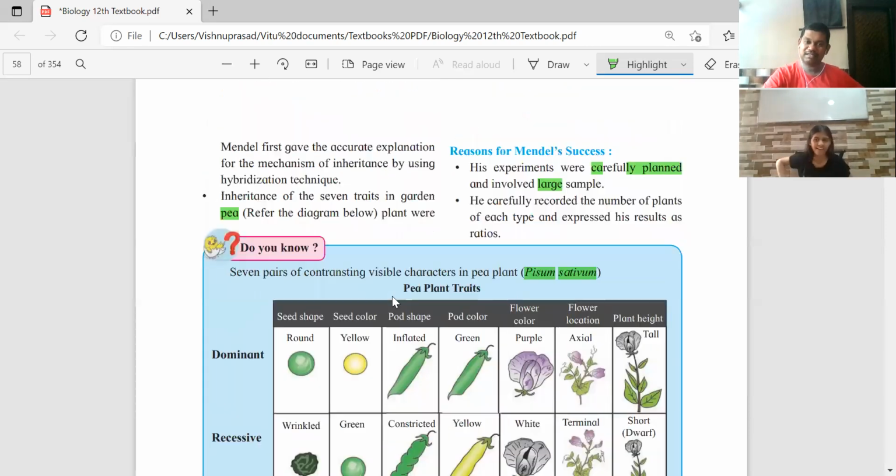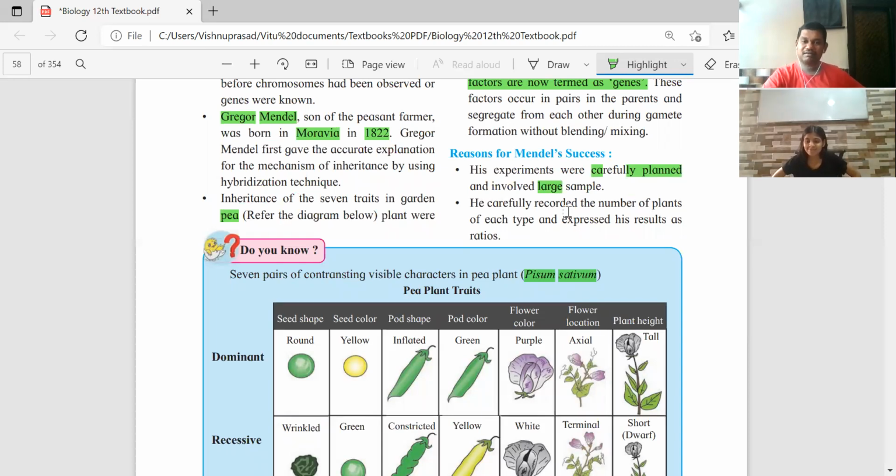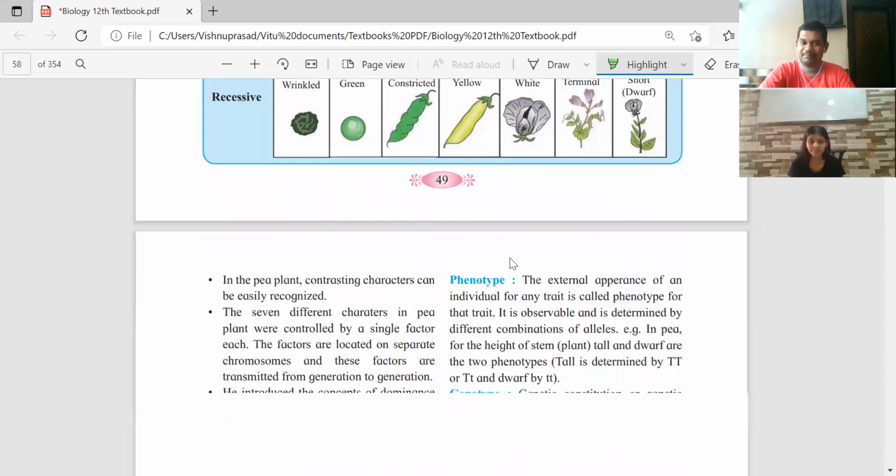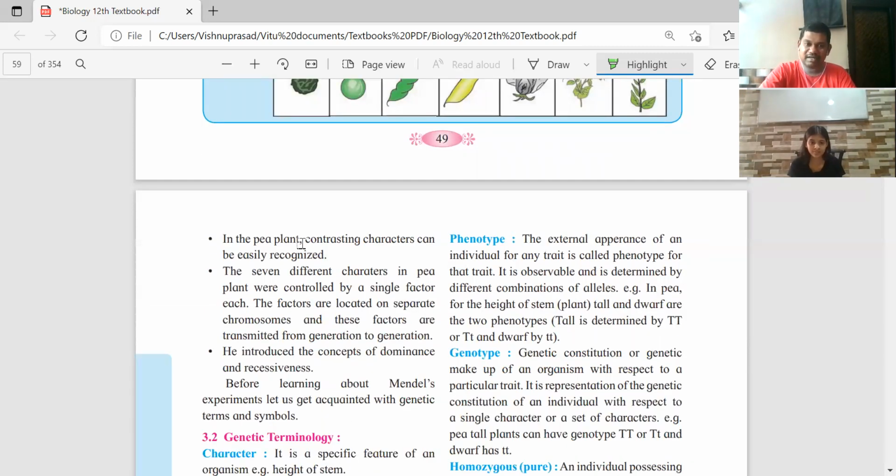That always ensures that results are having the least errors or are without any errors. Getting it? And whatever experiments he did on plants, everything he did in the garden, he expressed his results in the form of ratios. Numerical data मिला. Numerical data. Getting it? Contrasting characters could be easily understood in his data. 7 different characters that are shown in the table.